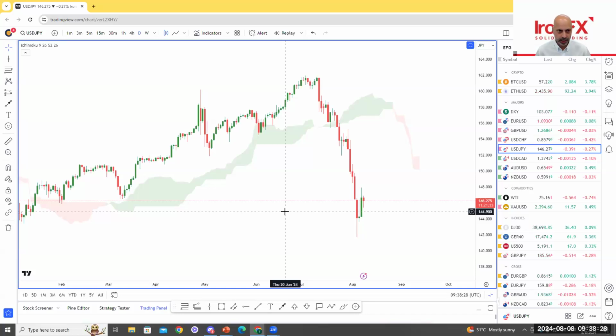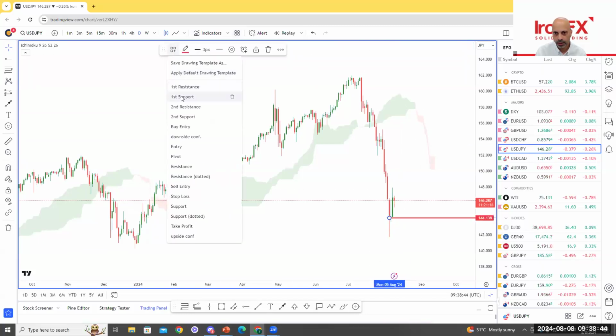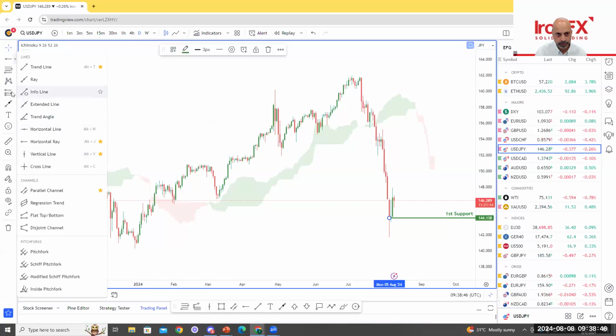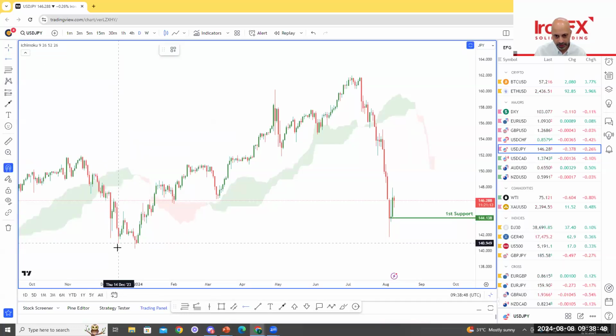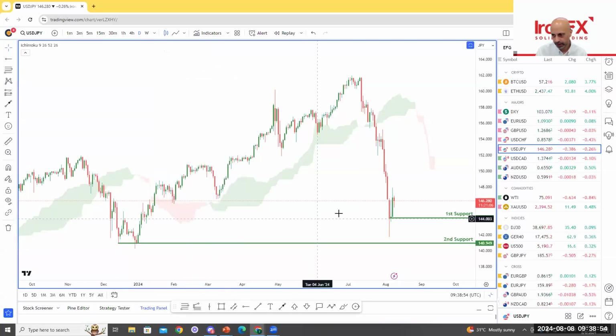Okay, so let's try to establish the key levels here. We'll do that on the daily time frame first, and then we'll switch over to the 4-hour time frame. So quite clearly, the first support level for dollar yen is at 144.13, right? This is where the first support sits. And of course, this pullback level here, or this swing low here that took place at the end of December, is quite clearly the second major support for dollar yen.